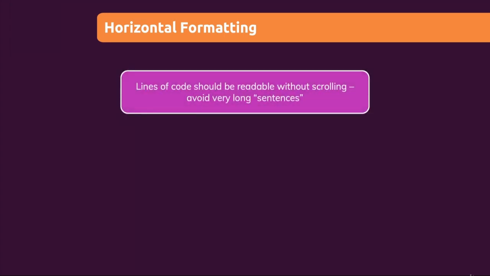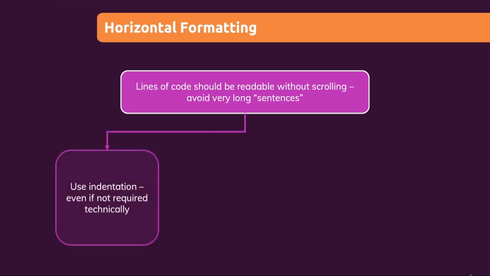Now let's move on to horizontal formatting. With horizontal formatting, we are talking about a single line of code, and that these lines of code should be readable without horizontal scrolling. So we should simply avoid very long, unreadable sentences. And that all starts with indentation. We should use indentation even if it's not required technically.